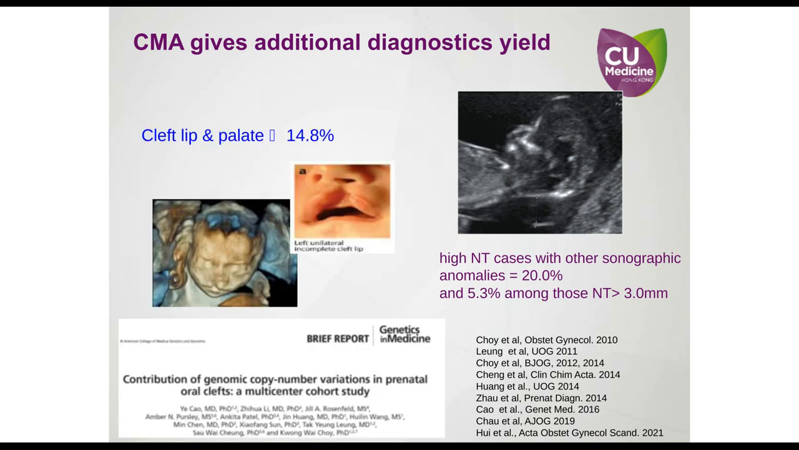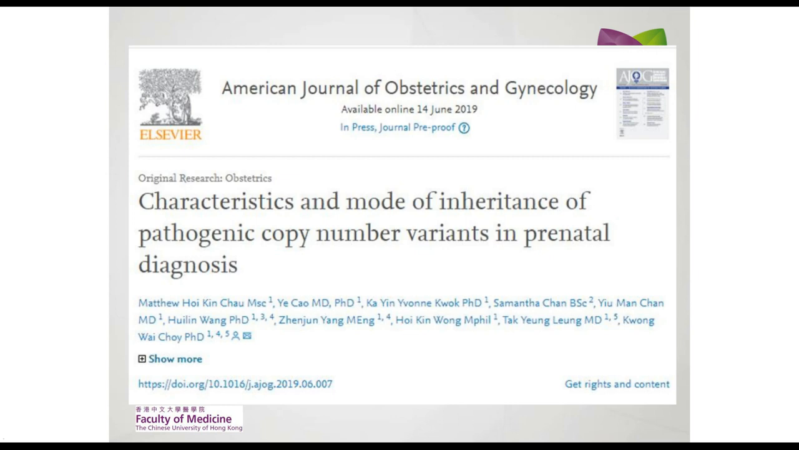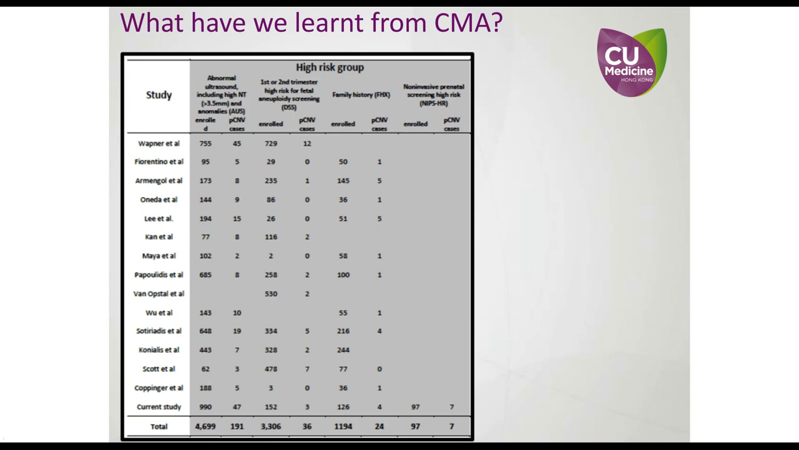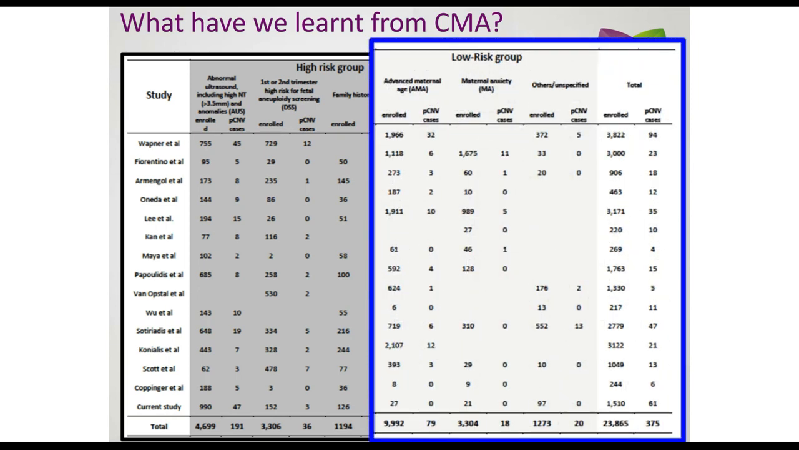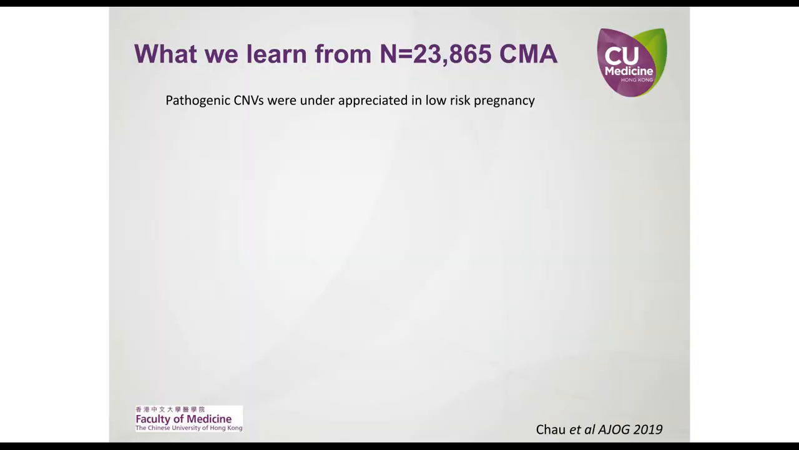Okay, so in order to have a better idea of the diagnostic yield for different indications, like cleft lip and palate, we can see it can go up to about 14%. My student did a summary of our results as well as a meta-analysis. We looked at the characteristics of these pathogenic copy number variants. We collected all the published microarray data in the literature, from the high-risk group as well as those reported in the low-risk group. In total, we got about 23,000 cases. What we can see is that pathogenic copy number variants were underappreciated in low-risk pregnancy.